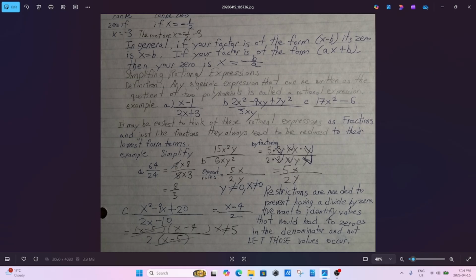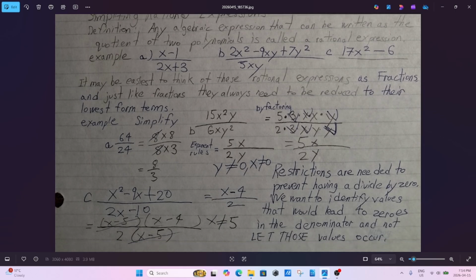Question C, x squared minus 9x plus 20 divided by 2x minus 10 is equal to x minus 5 times x minus 4 divided by 2 times x minus 5. And so the x minus 5 cancels, so you get x minus 4 divided by 2, and x cannot be 5 because you canceled it.